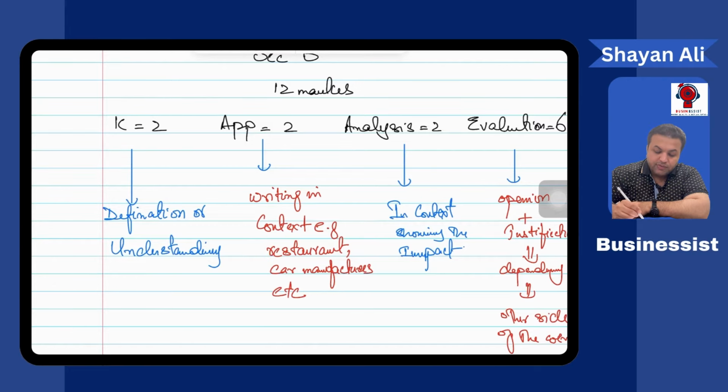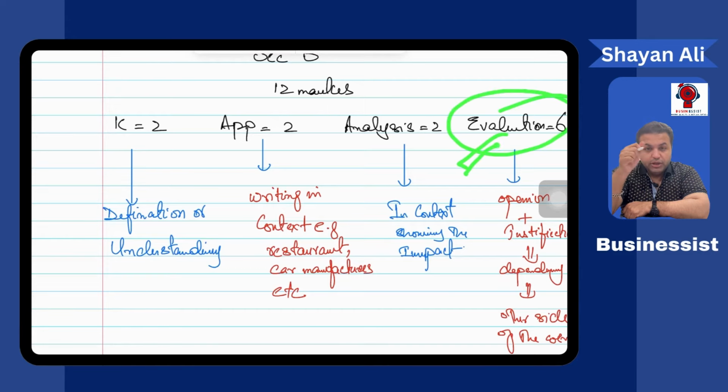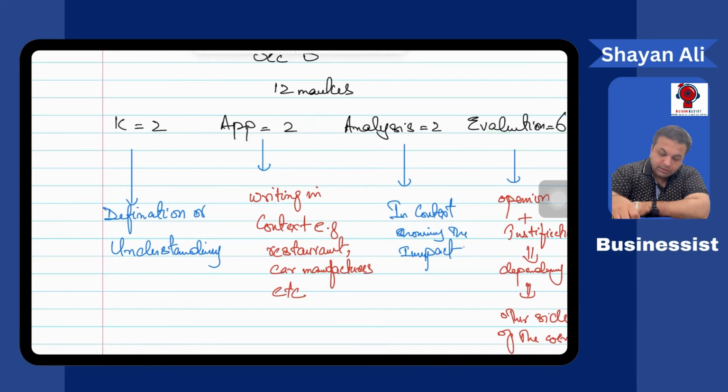Then analysis, definitely showing the impact, and finally moving on to the evaluation in a quick go, because afterwards we're going to see a demo answer as well. So evaluation: 6 marks for evaluation.